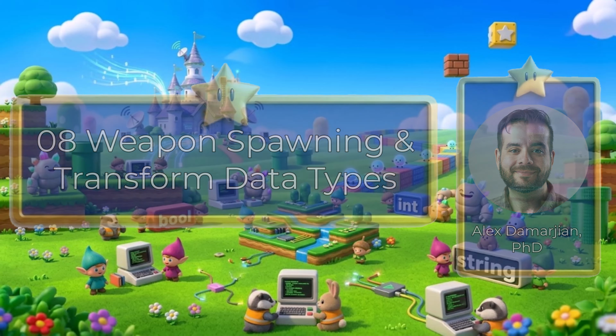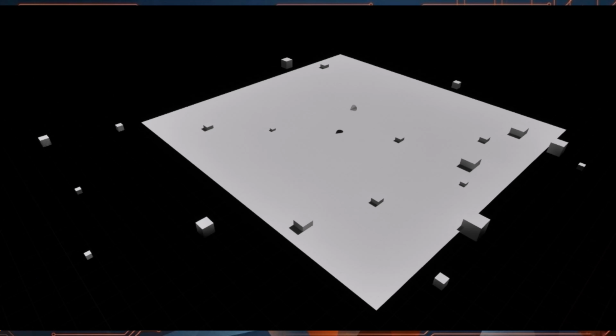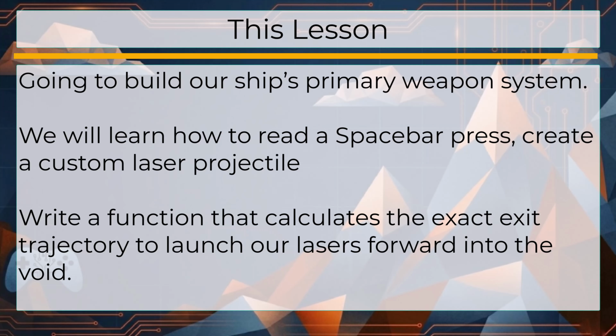Hey everyone, welcome back. In our last lesson, we used procedural generation and a for loop to scatter an entire field of random, multi-size asteroids across our map. Our space field is officially populated, but our ship is totally defenseless. In this lesson, we're going to build our ship's primary weapon system.